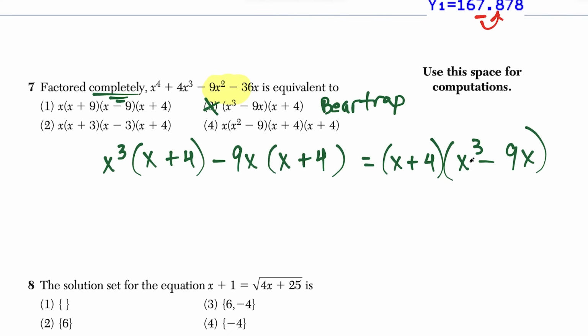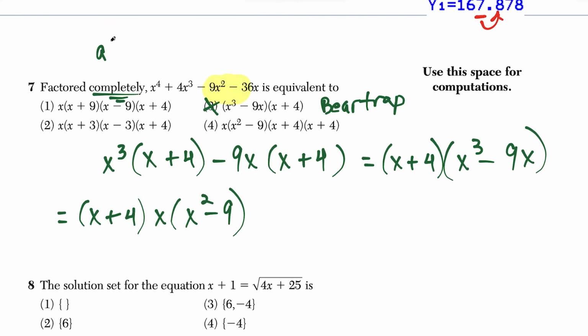So now we look at x to the third minus 9x, and we could take out the greatest common factor, which is x. So in the next line over here, now we're going to have x plus 4, and then we're going to have times x squared minus 9. So you can see when I take out the x, I divide each of these terms by x, and we're left with this. And now here we have a difference of 2 squares.